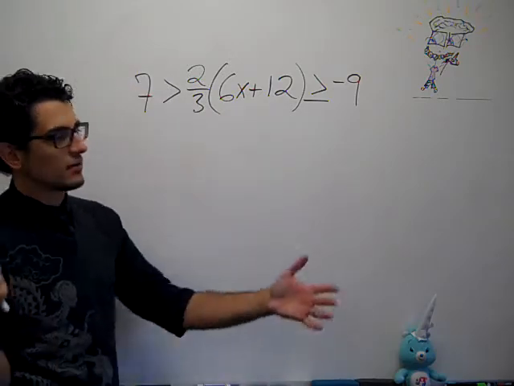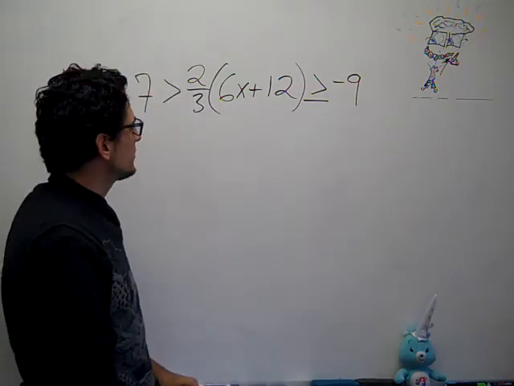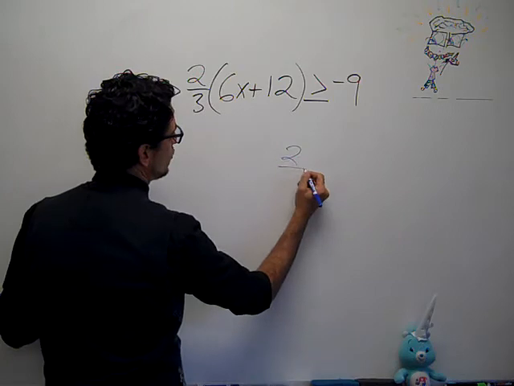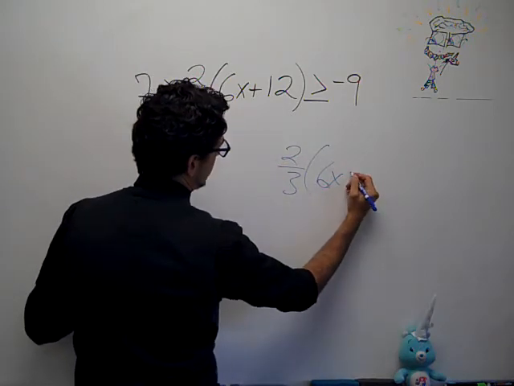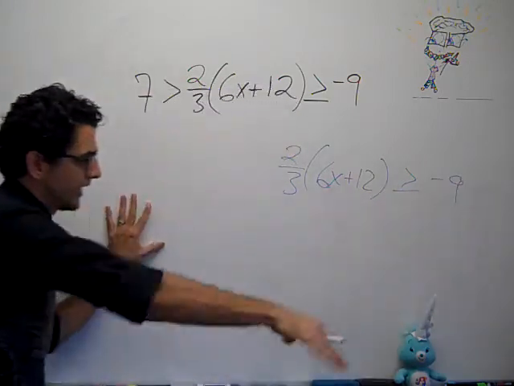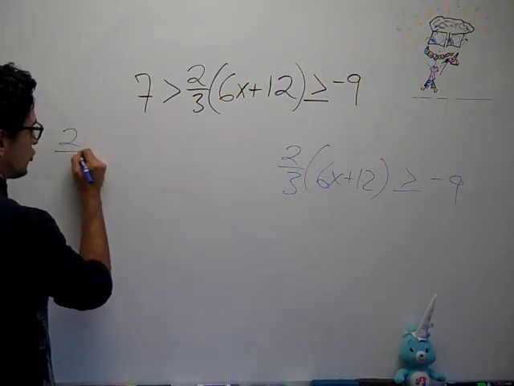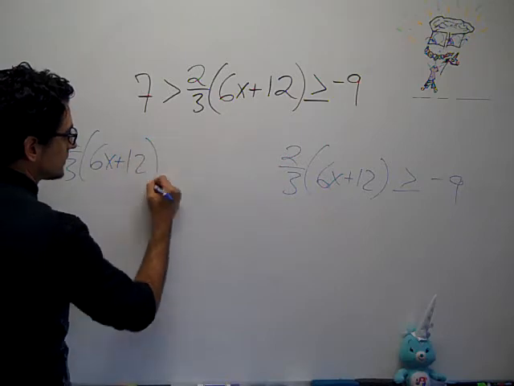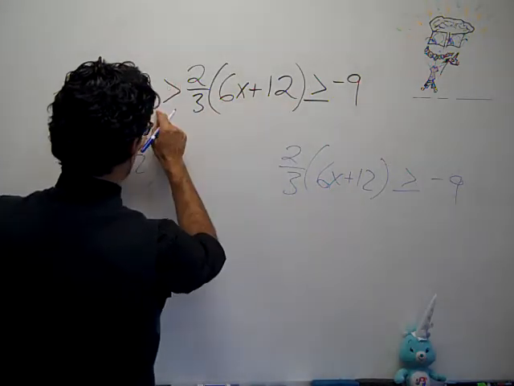All right, now check this out. I can do this two ways. I can rewrite this problem as two separate problems. For example, I could rewrite it as 2/3 distributing into the sum of 6x and 12 is greater than negative 9. Or I could rewrite that same statement, 2/3 distributing into the sum of 6x and 12, as less than 7.